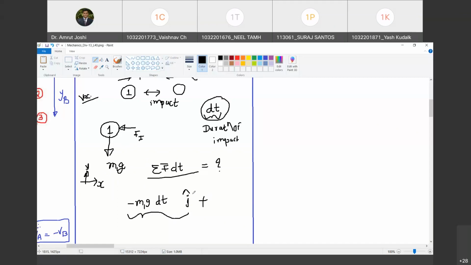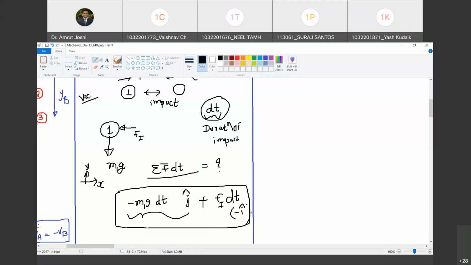And what is the impulse of Fy? It is going to be Fy into dt. And what is its direction? It is minus i cap. So this is the summation of impulses of all the forces acting on a body.